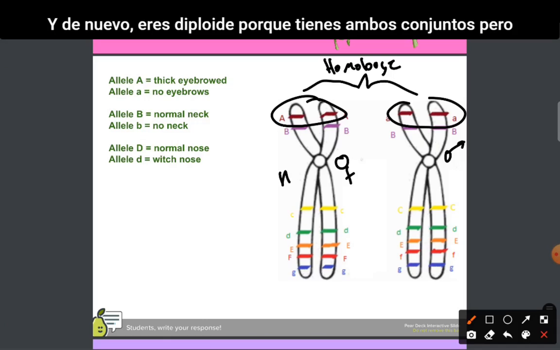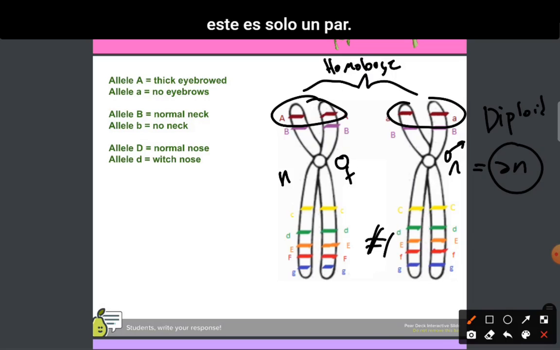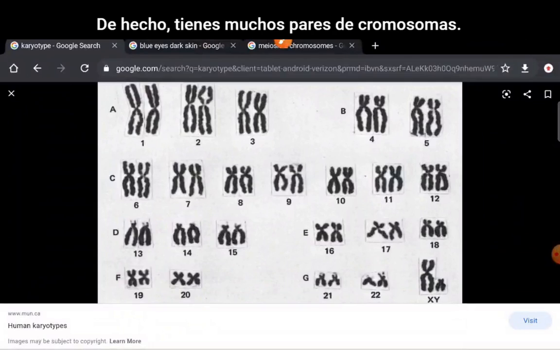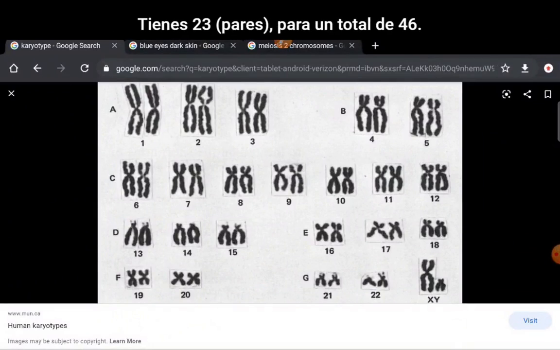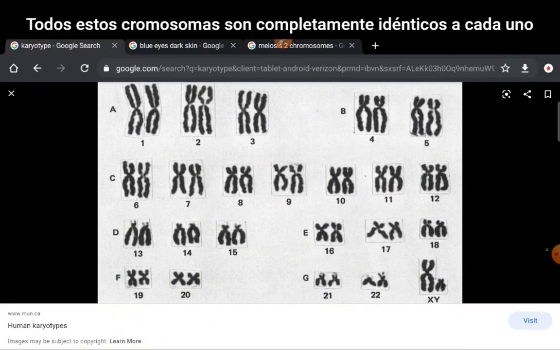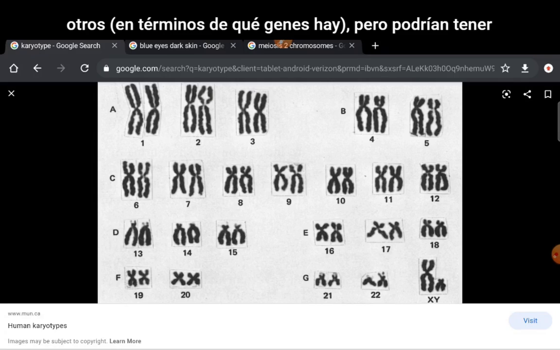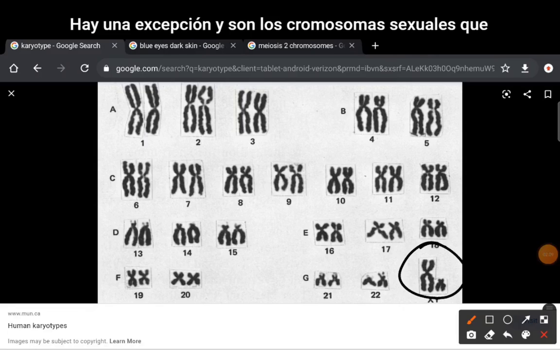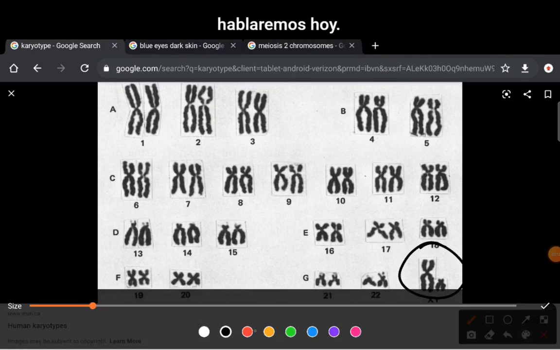And again, you are diploid because you have both sets. But this is only one pair. You actually have many pairs of chromosomes. You have 23 for a total of 46. All of these chromosomes are completely identical to each other in terms of what genes are there, but they might have different alleles. There is one exception, and that is the sex chromosomes, which we will talk about today.